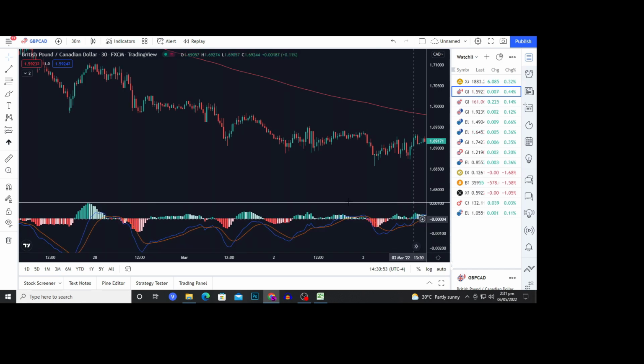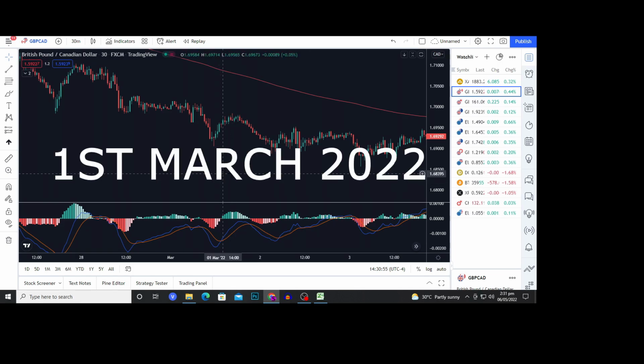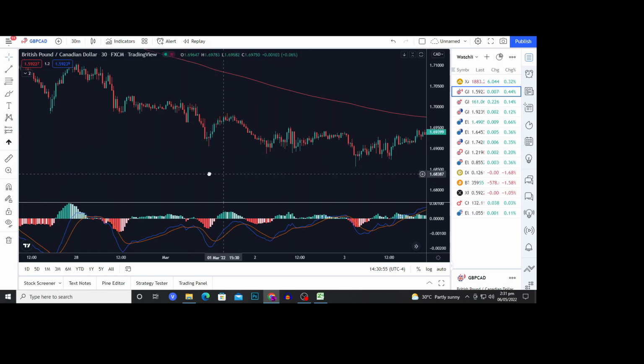Like the title said, I will be taking 100 trades using this strategy across 5 different currency pairs while on the 30-minute time frame. These trades will start from the 1st of March 2022 until 20 trades are made across each pair.